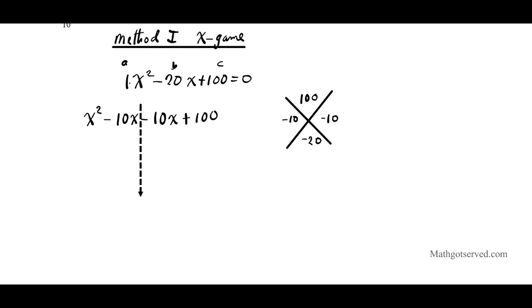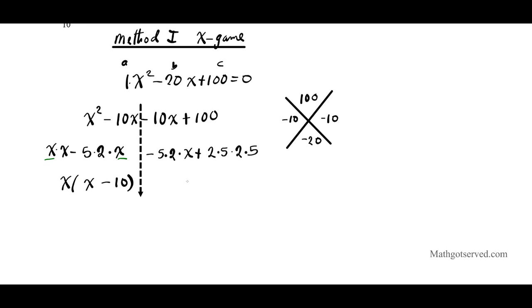On the first two to the left, x squared is going to be x times x, minus 10x is 5 times 2 times x, and then on this side, negative 5 times 2 times x, plus 100 is 2 times 5 times 2 times 5. All right, from the first two, I can take out x. Factor out the x, we're left with x minus 10.